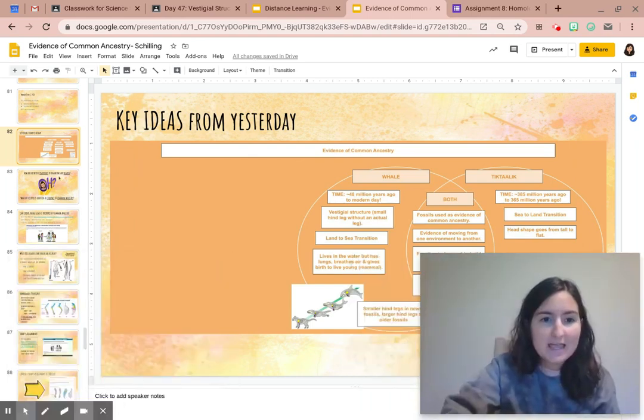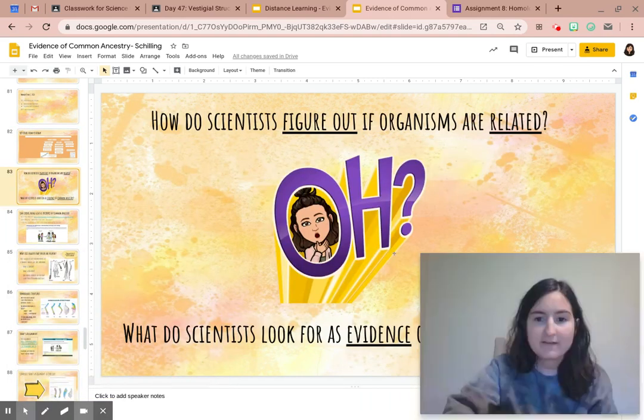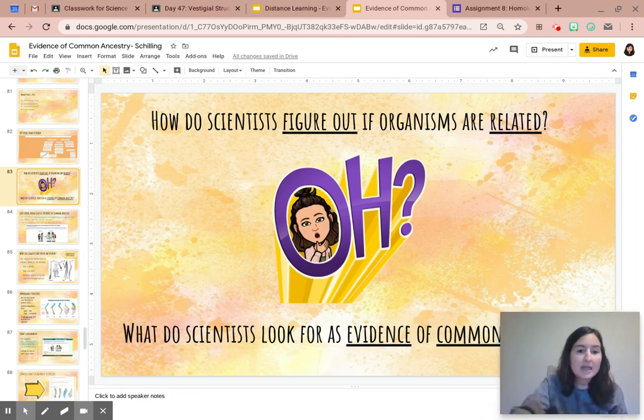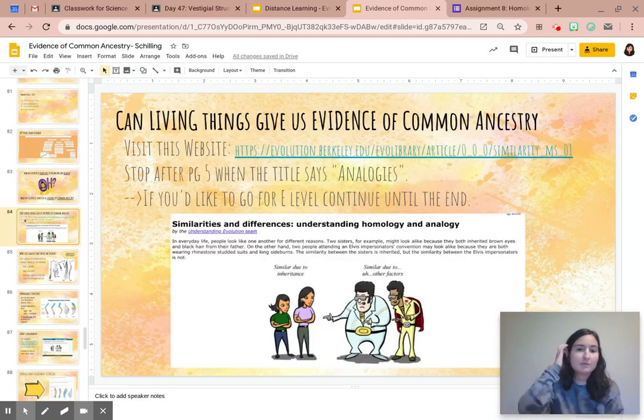So today, we're going to continue on this journey of how do scientists figure out if organisms are related and what do they actually look for as evidence of common ancestry. And we're going to be looking at something new, not vestigial structures, but something called homologous structures. So you can practice saying that, homologous structures.